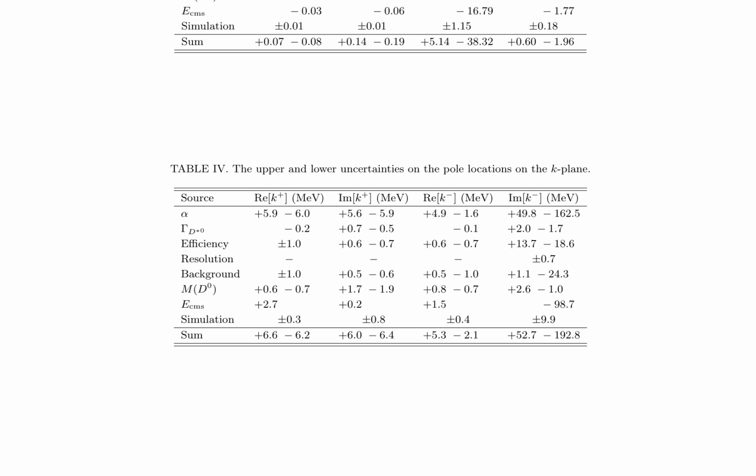and the K-plane, respectively. These uncertainties are derived from various sources such as α, Γ of D*0, efficiency, resolution, background, m_D0, E_CMS, and simulation. The ranges of these uncertainties indicate the potential variation in the pole locations due to these different factors, providing a comprehensive understanding of the stability and reliability of the results. Overall, this study provides a detailed statistical analysis of the pole locations in a complex quantum field theory model, shedding light on the interplay between different parameters and their impact on the system's behavior.